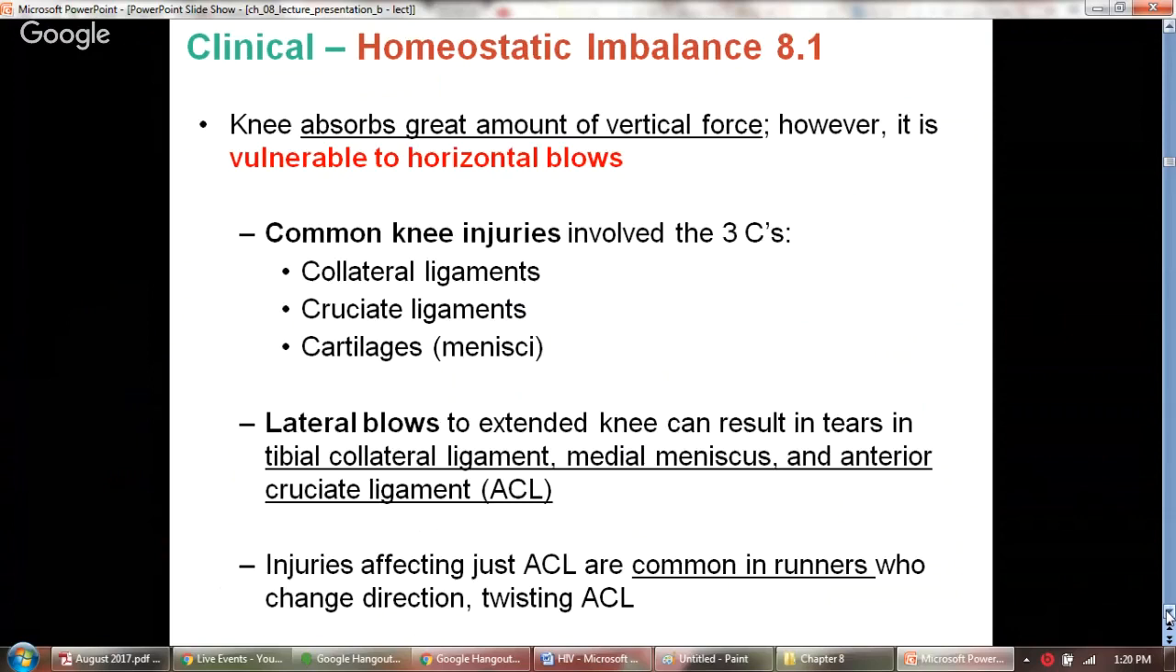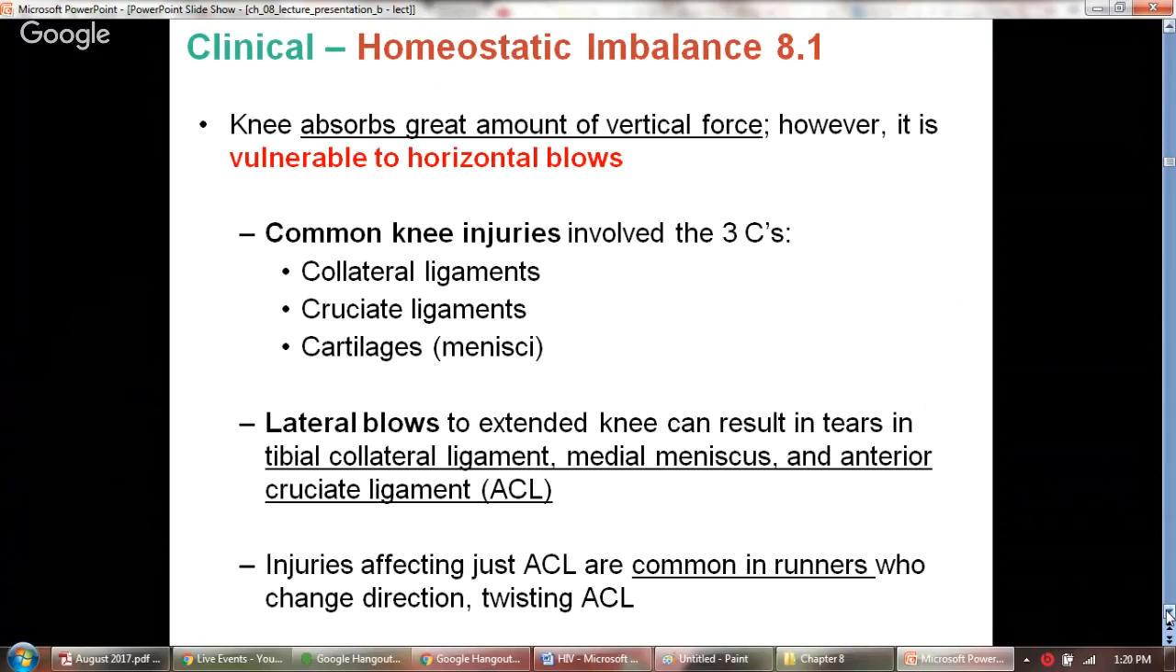The common knee injuries would be the 3 C's: the collateral ligament, the cruciate ligaments, and the cartilage, meniscus injuries. Lateral blows to an extended knee can result in tears in the tibial collateral ligament as well as the medial meniscus, and also the anterior cruciate ligament. So this would maybe be an MCQ point, giving a scenario like a hockey player had a blow to the knee joint. So what ligaments or structures would get affected in the knee joint?